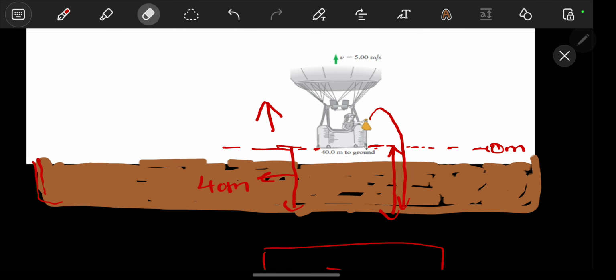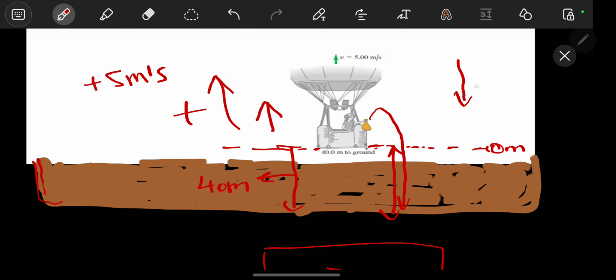Now the other thing is that since this sandbag will begin to move up, whatever is going up, let us take it to be positive. That means to say at this point from here going up, the velocity shall be considered to be positive 5 meters per second. Since gravity is the force that pushes objects down, it shall be considered to be negative g.